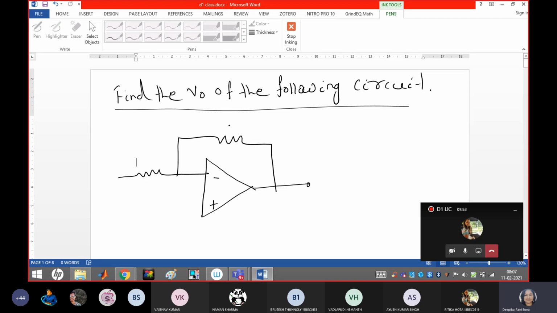Guys, always remember when you are drawing the op-amp, you have to mention the terminals, at which terminal you are applying which kind of things, which external parameters you have used, and the negative and positive terminals must be mentioned. Draw this circuit.